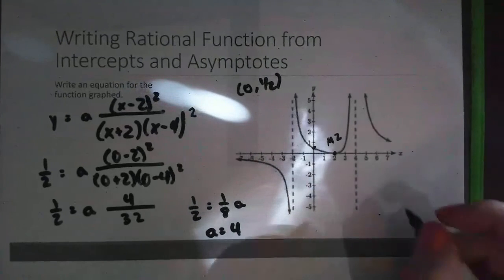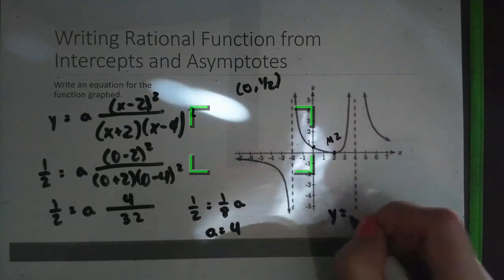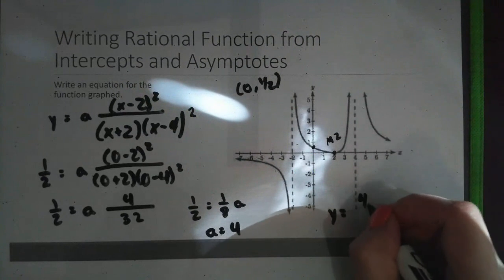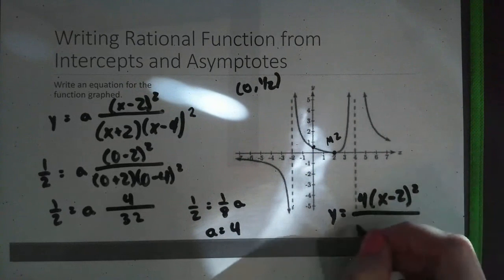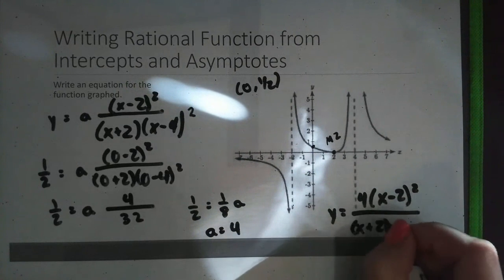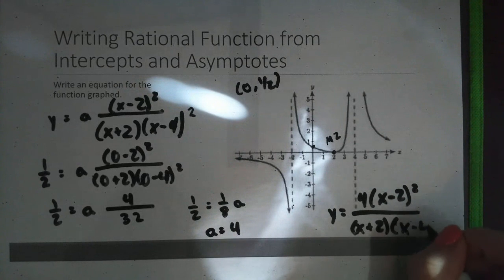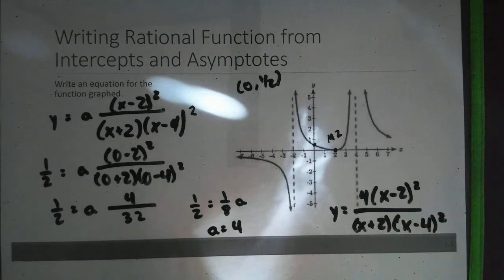Now that I know what a is, I can replace it. And we get the equation y equals 4 times (x minus 2) squared over (x plus 2) times (x minus 4) squared. And there we have our rational function.